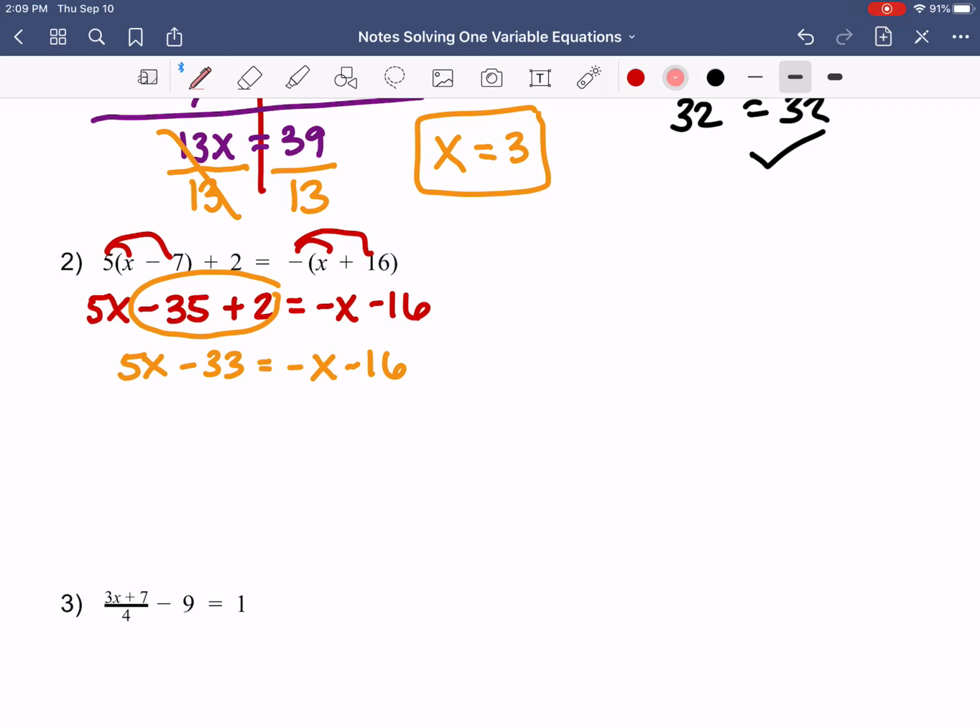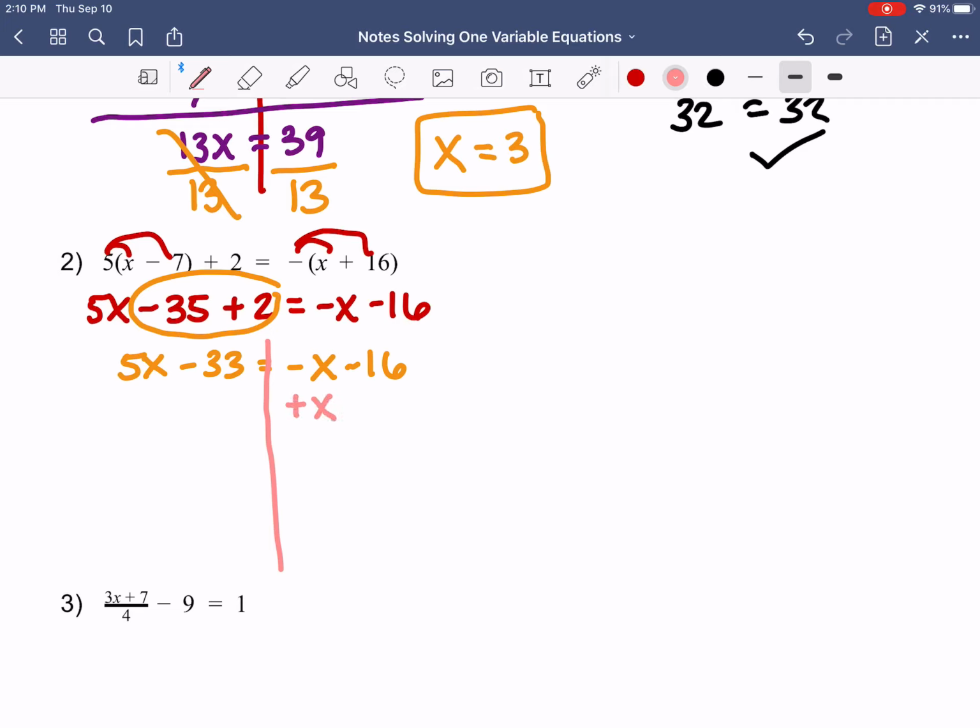Do I have variables on both sides? Yes, I have a 5x here and a -x here. So I need to get those on the same side, okay? There's two sides of the equal sign. So some people always move their variable to the left. Some people choose whichever one's smaller. Either way is fine. So I'm going to move my minus x by adding it to the other side.